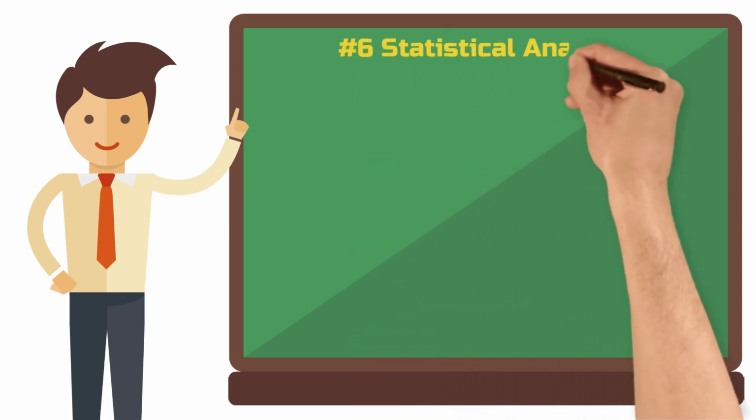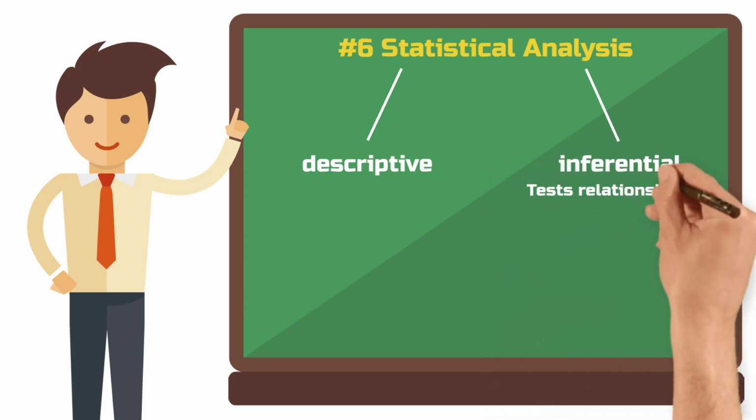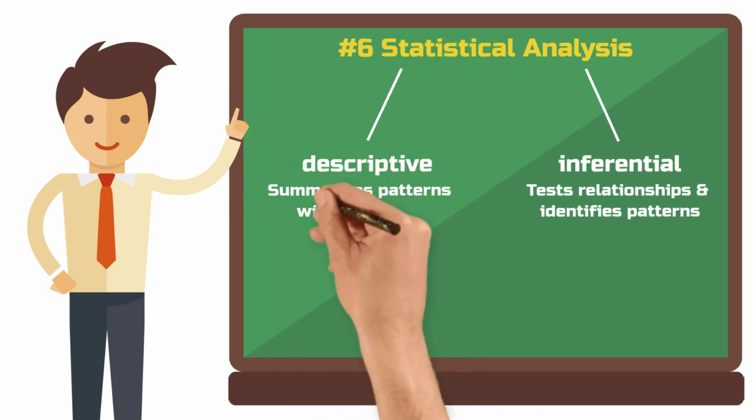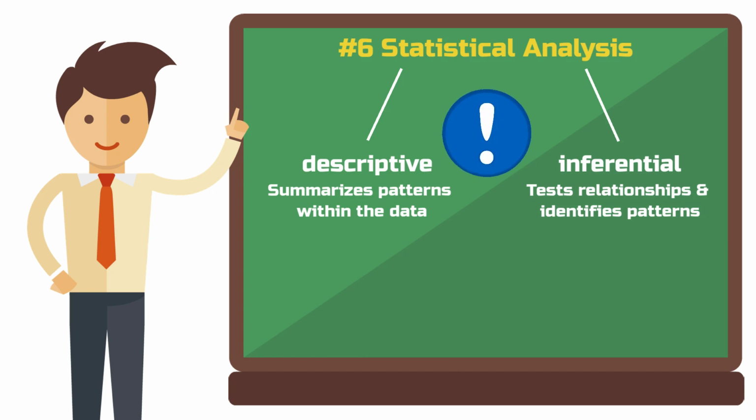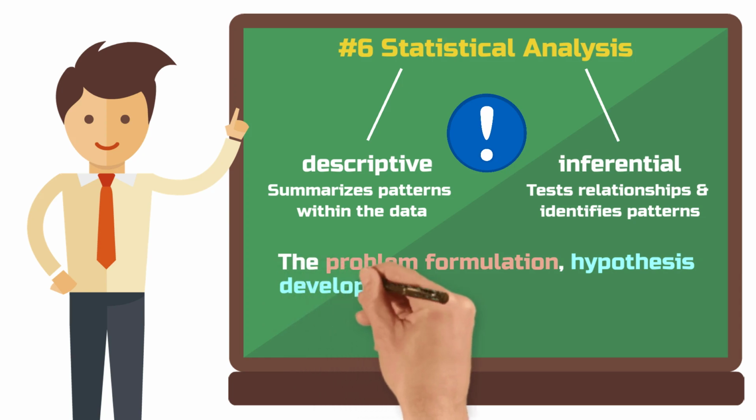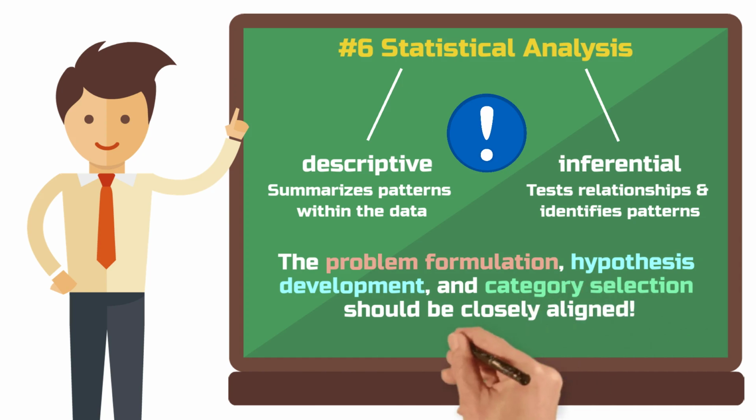Step 6. Statistical analysis. Statistical analysis can be either descriptive or inferential, depending on the dataset size. Inferential techniques include regression models to test relationships and factor analyses to identify underlying patterns in large datasets. Descriptive statistics summarize patterns within the data. For meaningful results, your categories must be clearly operationalized and directly related to the variables under examination. Thus, problem formulation, hypothesis generation, and category selection should be well aligned.